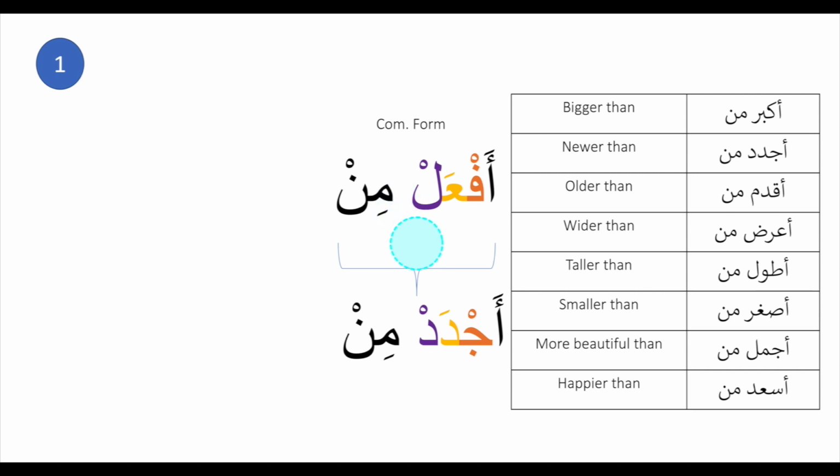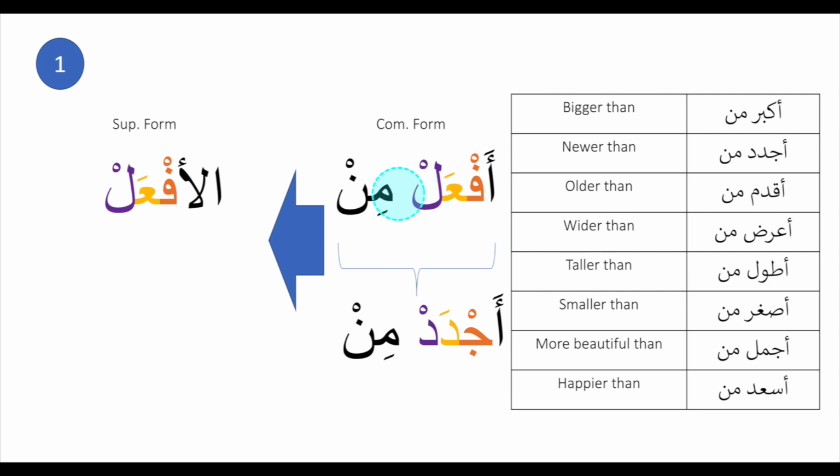Then in Arabic they say if you want to make the superlative, all you need to do is add an L to the beginning of the comparative, plus you delete min, because you're no longer comparing between two parties. You're actually saying this thing or person is the best. So we're no longer comparing between two. Let's have a look at this again. You delete min and add L to the beginning of it.